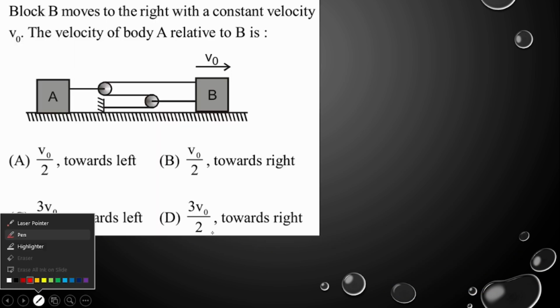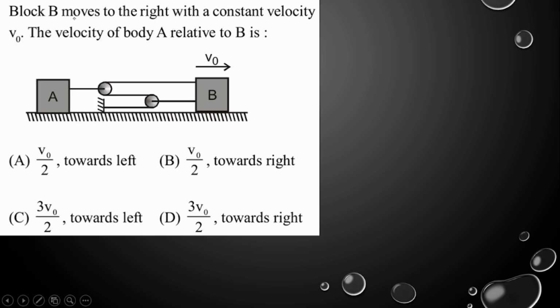Next question is: block B moves towards right with constant velocity V0. Velocity of A with respect to B, relative to B. Applying the point method first of all.